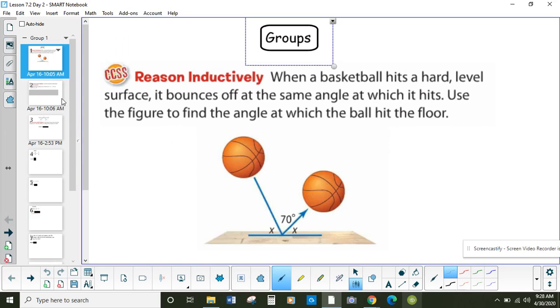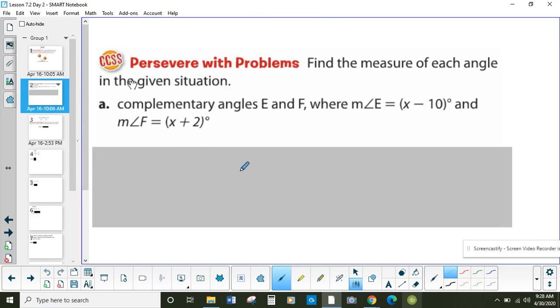I want you guys to pause the video right now and see if you can find the measure of each angle. To do this problem, you had to find what x is first, and then plug that value in here to get the measure of angle E, and plug that number in here also to get the measure or the degree for angle F. So let's see how we would do that.